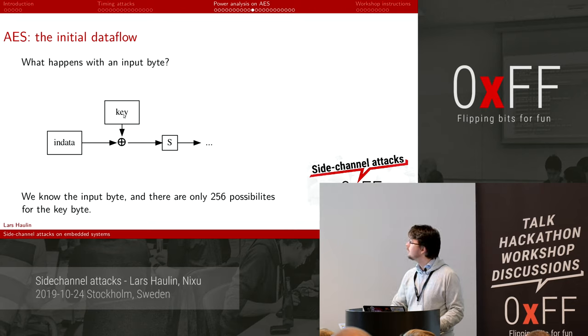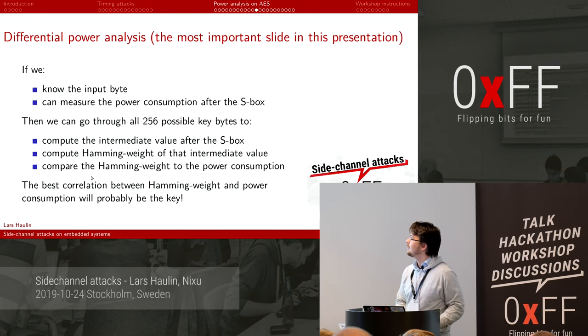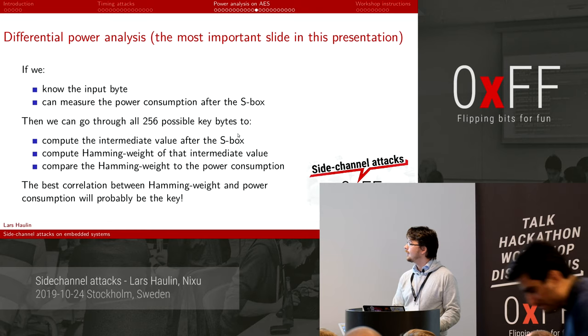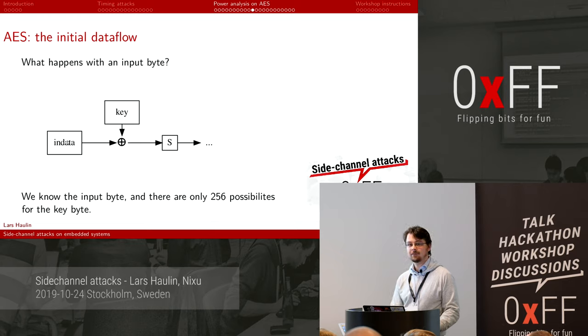So now for the most important slide in this presentation, it is a lot of text, but I want to go through this clearly. So if we know one input byte, and we can measure the power consumption after this substitution box, then we can go through all the 256 possible key values and compute what value we would have here. So here we have the in data, we XOR it with the key, put it through the S box. We can do this for all 256, it's only 256 possibilities, so we can do all of them.